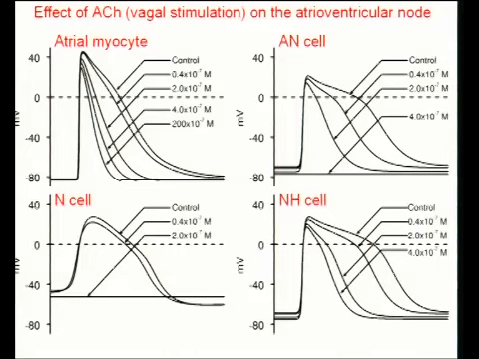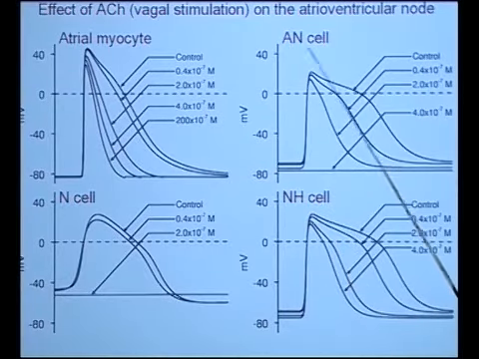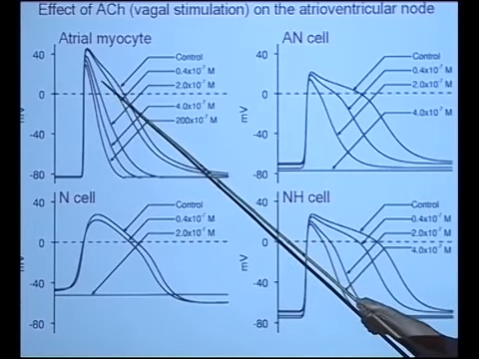And I want to show you an example of the use of this new family of action potential models. So conduction through the atrioventricular node is slow, and it's under the control of the vagal nerves, which of course release acetylcholine. And acetylcholine is controlling conduction velocity, and we're investigating how.